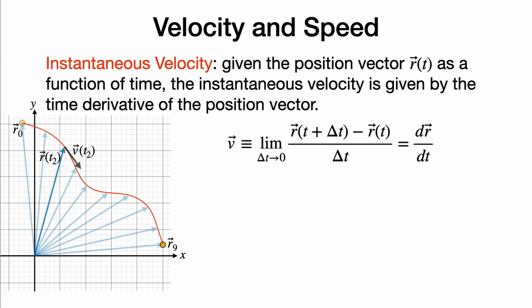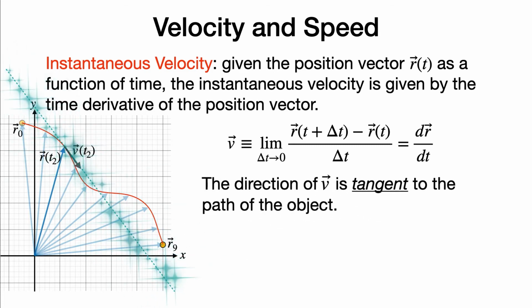Now consider instantaneous velocity. If we're given the position vector r as a function of time, the instantaneous velocity is simply given by the time derivative of this position vector. Now, the direction of the instantaneous velocity is tangent to the path of the object.